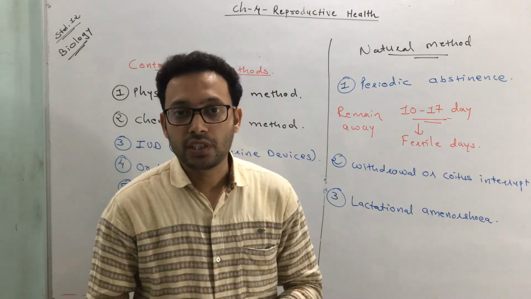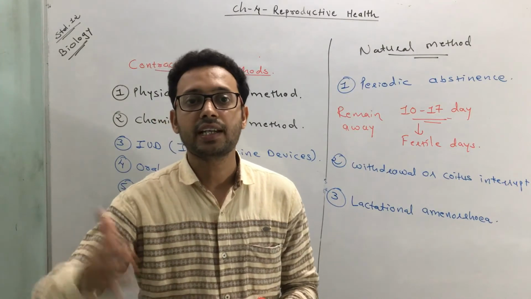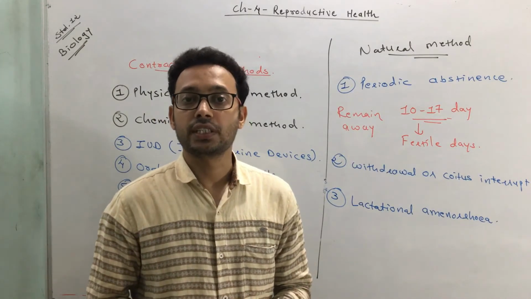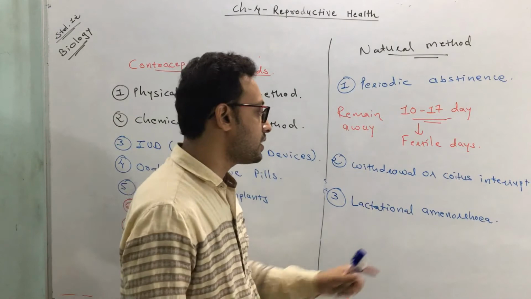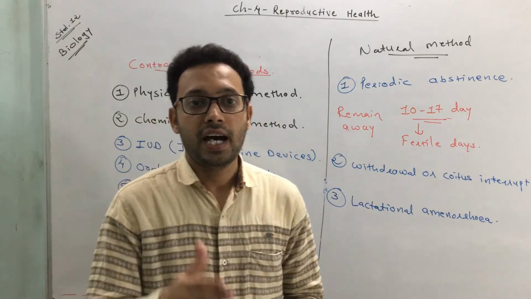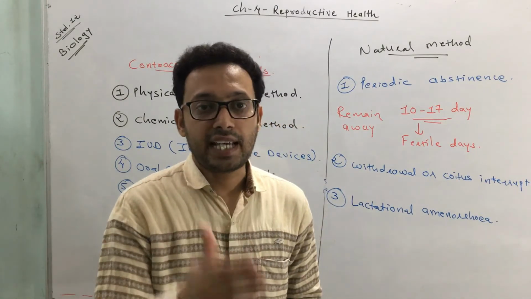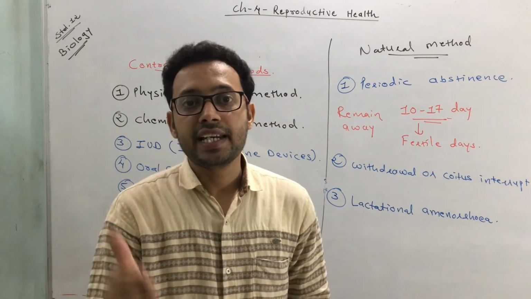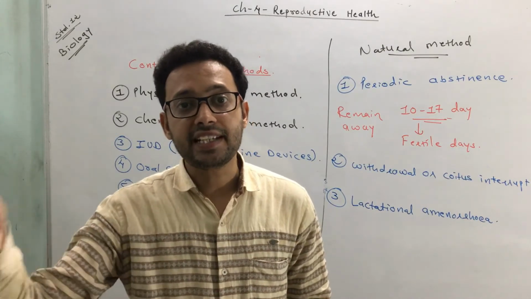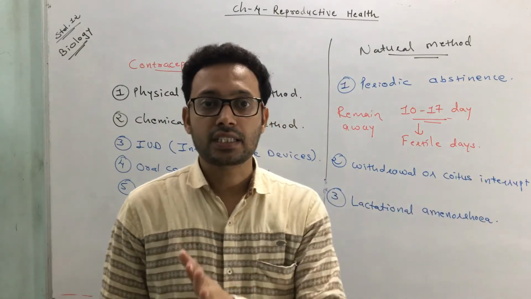And so ovulation does not take place. Ovulation does not take place means fertilization does not occur, and ultimately a pregnancy does not result. Okay, so this is called lactational amenorrhea. So what is lactational amenorrhea? After parturition or after delivery of a baby, the time period for which the lady feeds her baby intensely, till then the menstrual cycle does not start.